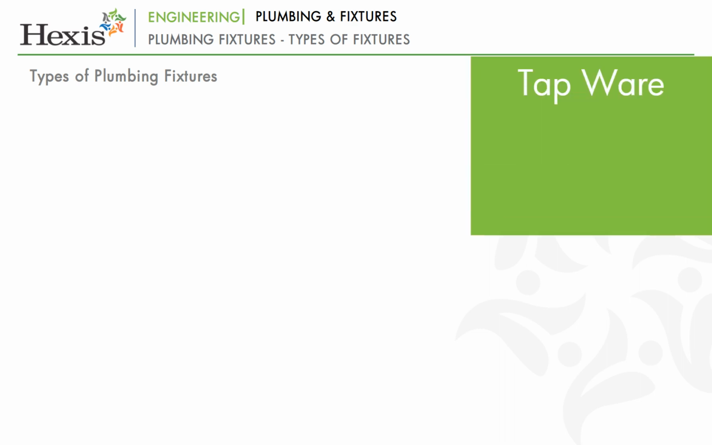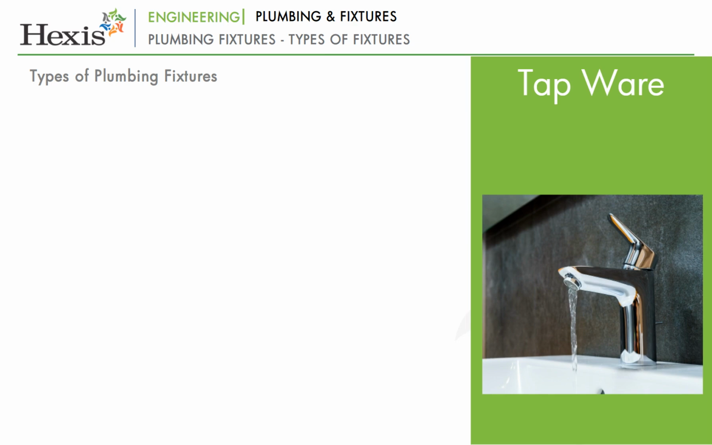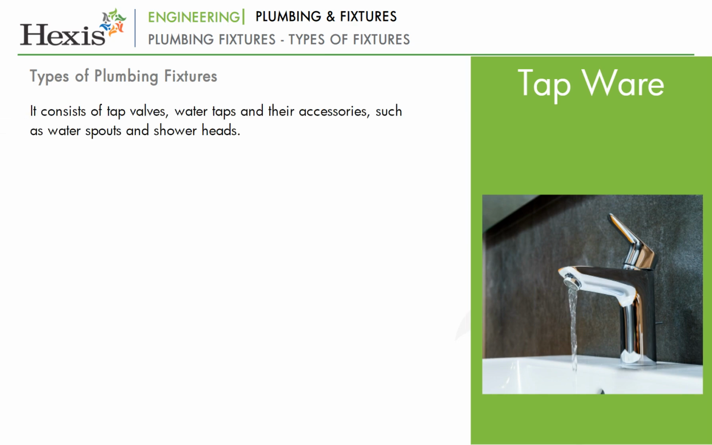Let's now see what the different types of plumbing fixtures are. First, let's take a look at different taps or tapware. It is an industry term for fixtures consisting of tap valves, water taps and their accessories such as water spouts and shower heads. The tap is a fixture that has many uses within and outside the household. It is a valve which is used to control the flow of water and other substances like gas and likewise. These are very common fixtures used in the household and not just for plumbing.